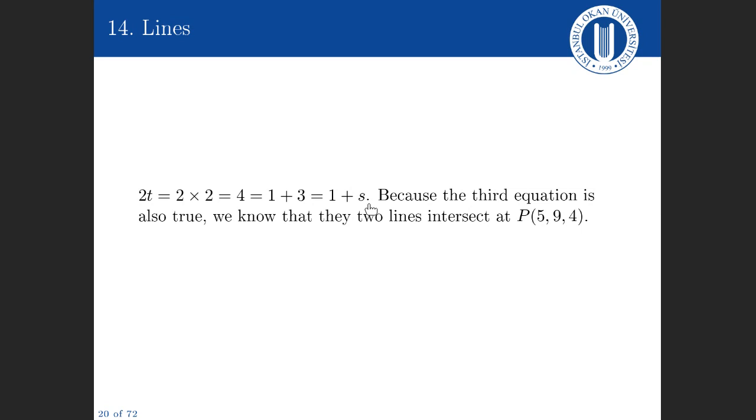Because all three equations are true for s is 3 and t is 2, then the two lines must intersect, and we can calculate the point where they intersect, because now we know s and t. They must intersect at 5, 9, 4.